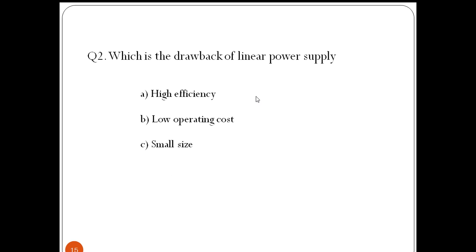What is the drawback of linear power supply? High efficiency, low operating cost, small size, heavier in weight. So the drawback is heavier in weight. Remaining all are good qualities. So the heavy weight is the drawback of linear power supply.